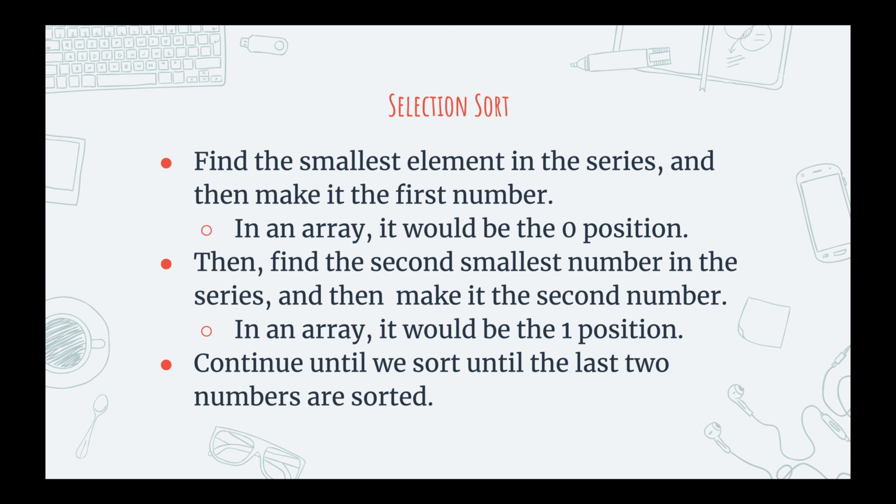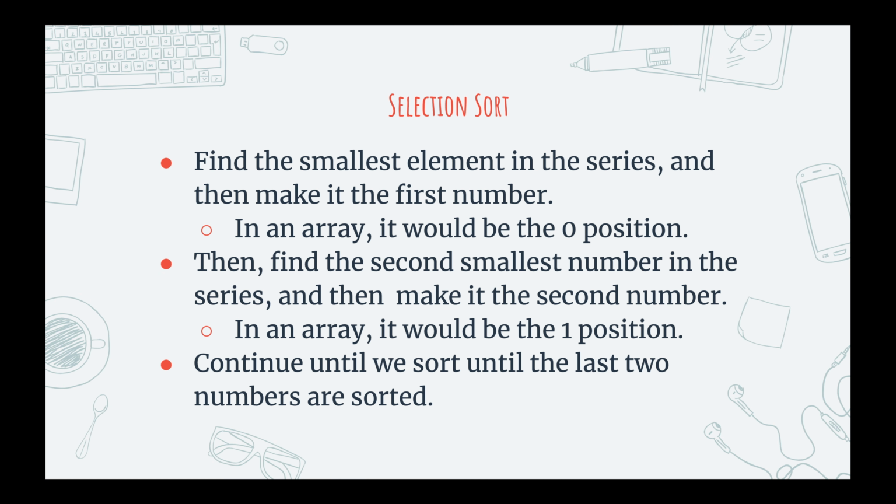What the selection sort does is that it finds the smallest element in the series and then makes that the first number. If we're sorting an array, it would make the smallest element within the array go in position 0. Then it finds the second smallest number in the array and makes that the second position, which will be position 1 in an array. And then it continues with the third smallest, putting that in the third location, position 2, and it continues until all the numbers are sorted.